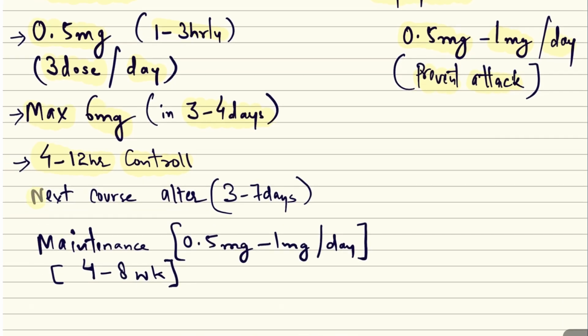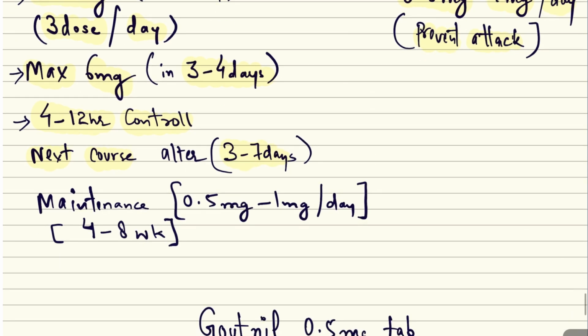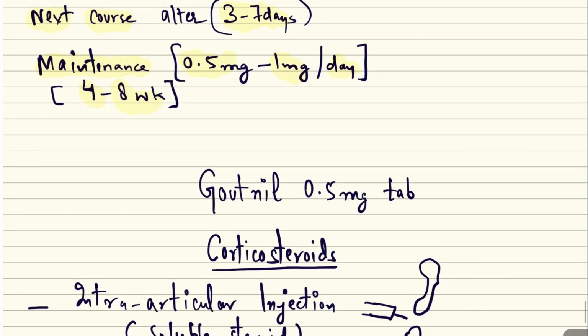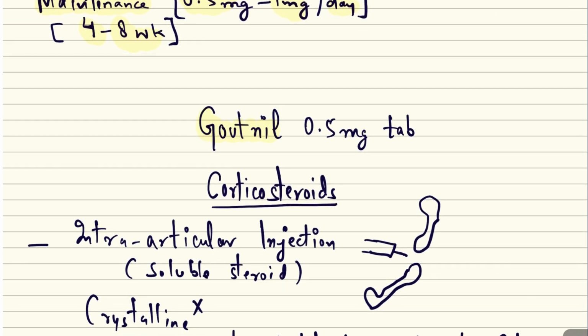For repeating the next course of colchicine, we have to wait for 3 to 7 days. After 3 to 7 days, we will repeat the next course of colchicine. We can also give the maintenance dose at 0.5 mg to 1 mg per day. We have to give the maintenance dose for 4 to 8 weeks, until the drugs which lower the uric acid levels come into action. Only then can we stop the colchicine. The brand name of colchicine is Goutenil. It comes in the form of a 0.5 mg tablet.